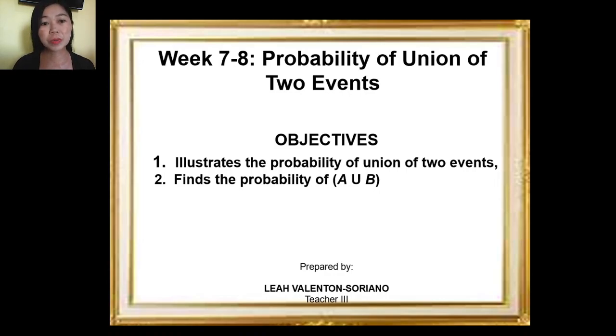Ang i-discuss ko ngayon ay week 7 to 8, which is all about probability of union of two events. And for this topic, we have two objectives. Number 1, to illustrate the probability of union of two events. And number 2, find the probability of union of two events. So, let's start.